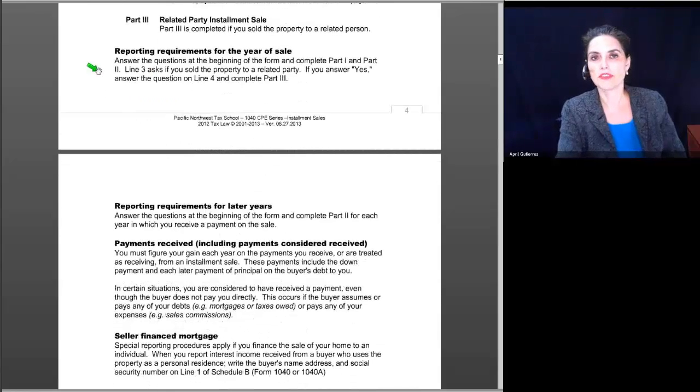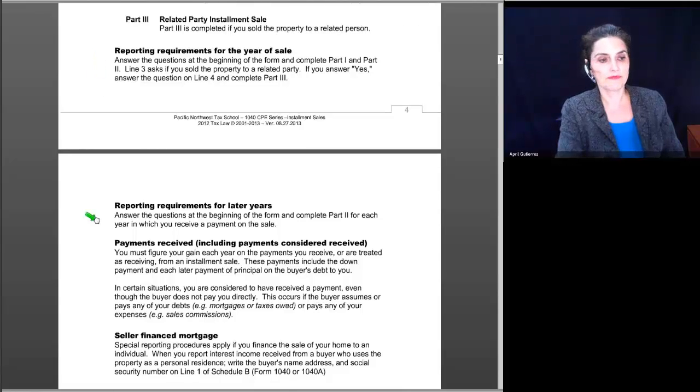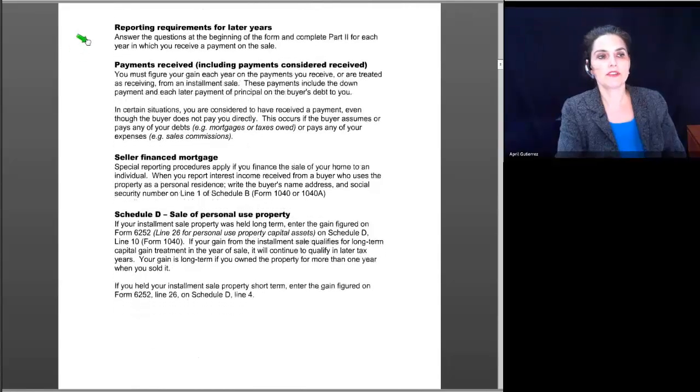Reporting requirements for the year of sale. You answer the questions at the beginning of the form and complete Part 1 and Part 2. Line 3 of the form asks you if you sold the property to a related person. If you answer yes, then you have to go and complete Part 3. Reporting requirements for later years. You answer the questions at the beginning of the form and complete Part 2 for each year in which you receive a payment on the sale.